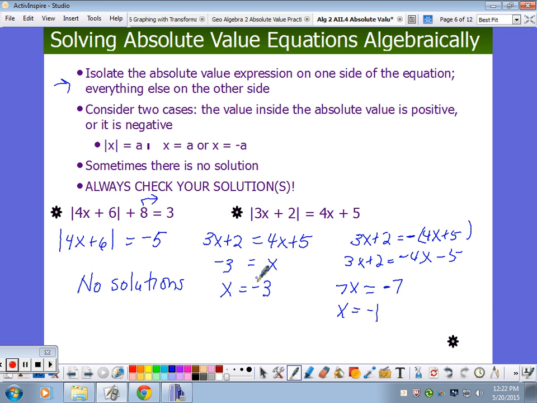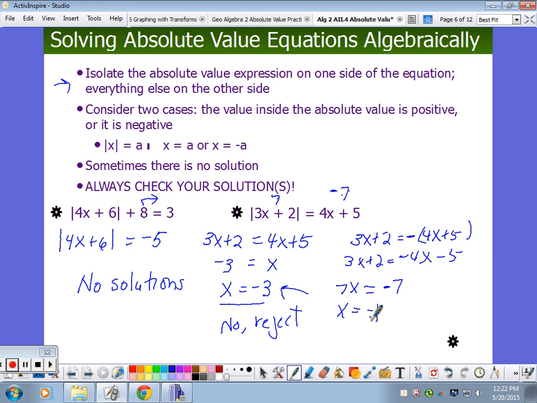So negative 3. If you plug negative 3 in here, you get 3 times negative 3, which is negative 9, plus 2 is negative 7. What's the absolute value of negative 7? 7. Let's plug the negative 3 here. 4 times negative 3 is negative 12. Negative 12 plus 5. Are these two things equal? So is this a solution? No. So I'm going to reject that. That doesn't work.